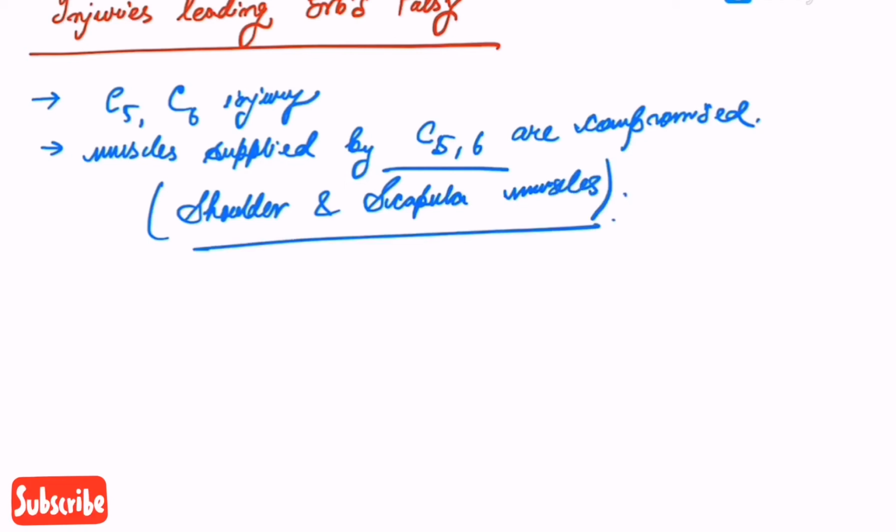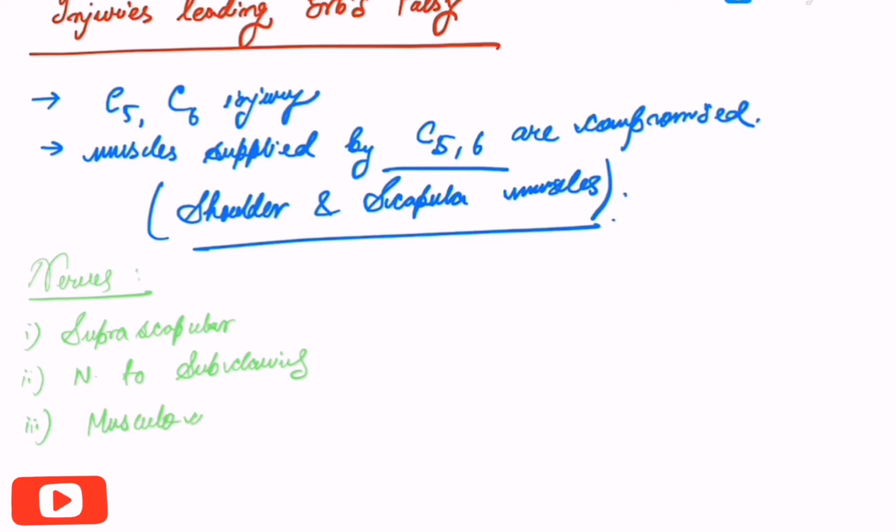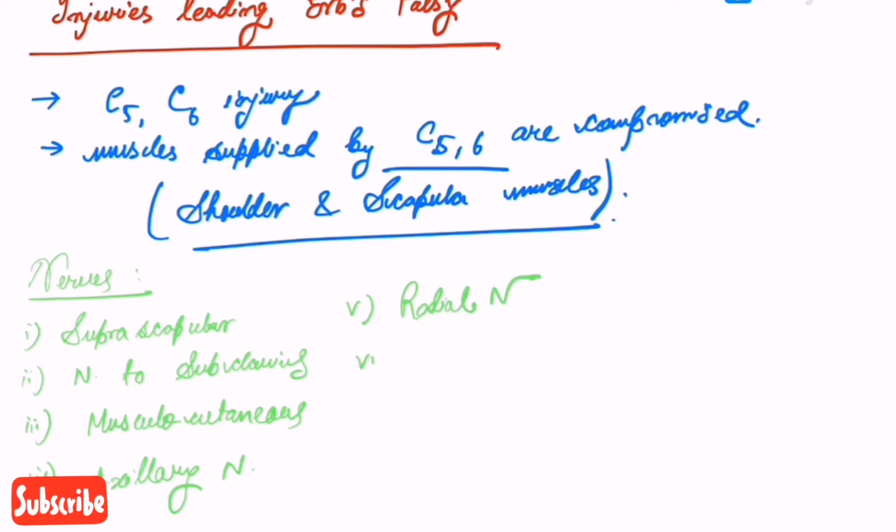Now, what are the nerves involved, that means what are the nerves leading to the injury? Nerves involved. Number 1 is the suprascapular nerve. Number 2, nerve to subclavius. Number 3, musculocutaneous. Number 4, axillary nerve. Number 5, radial nerve. And number 6, median nerve. Okay.